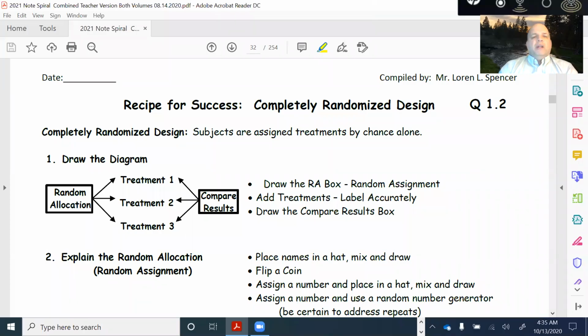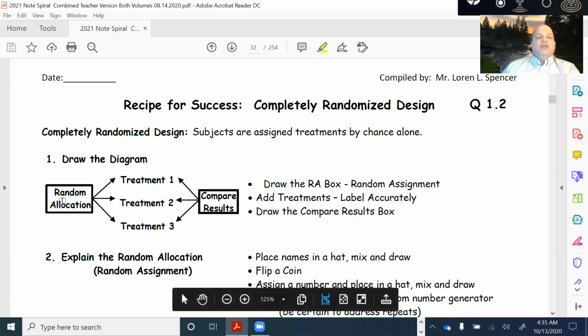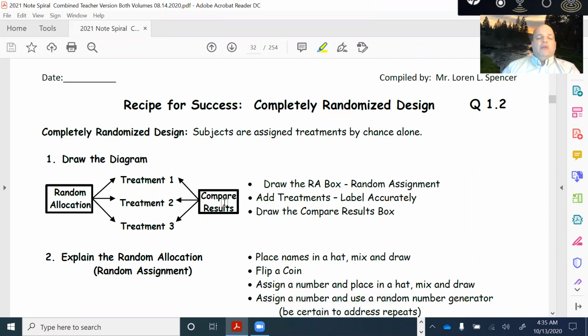Good morning. We're on page 32 of the note spiral, and we're going to talk about completely randomized design. The recipe for success is merely a guideline and lets you know what you need to have on your free response questions. So first off, the diagram itself says random allocation, then we have treatments, and then it says comparing results. And that really is the order of things.